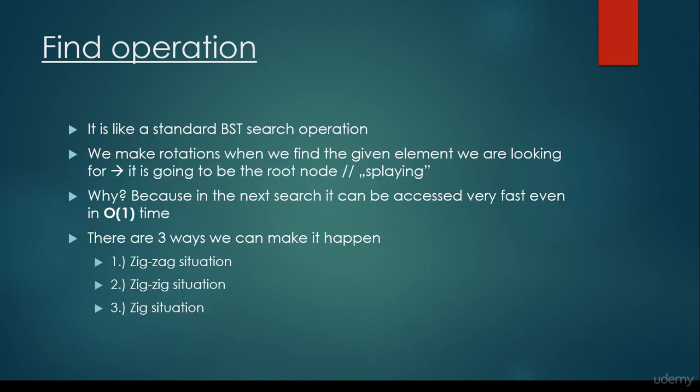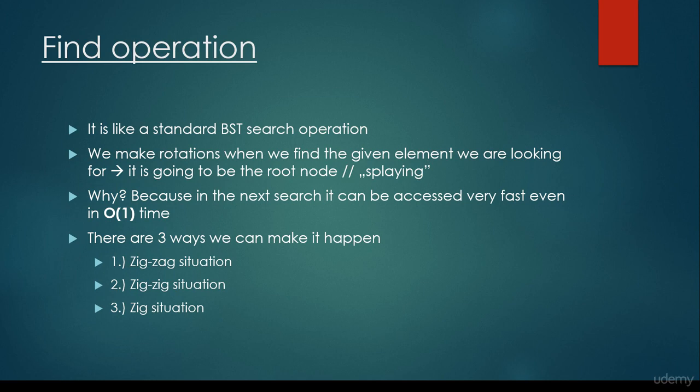Okay. So what about the find operation for the splay tree? We have been discussing that the splay tree basically is a binary search tree. So we have to do everything like we do for binary search trees. But we make rotations when we find the given element we are looking for, and it is going to be the root node. Basically, this is called splaying, when we make the node we are looking for the root node.